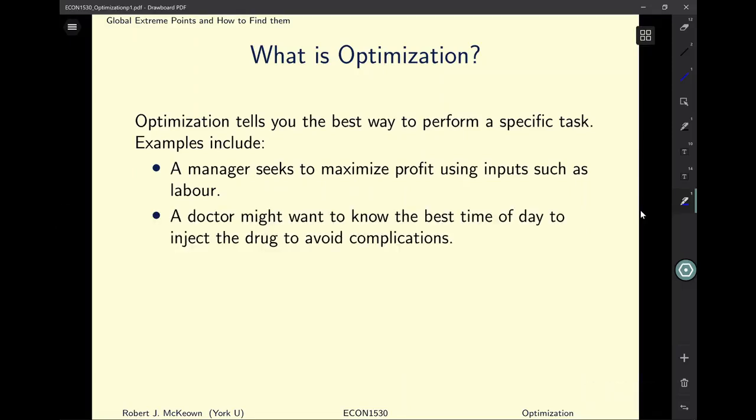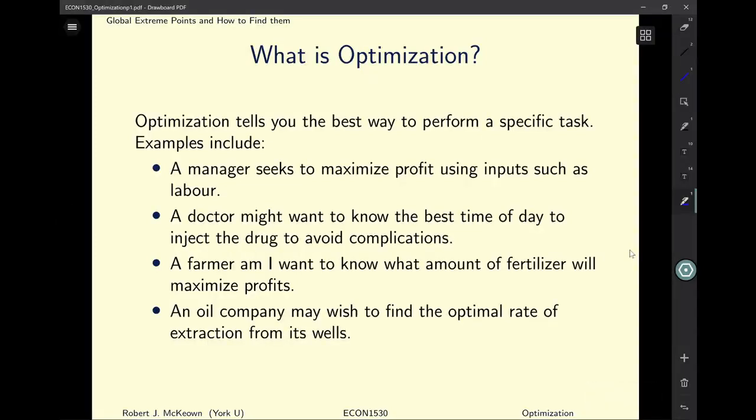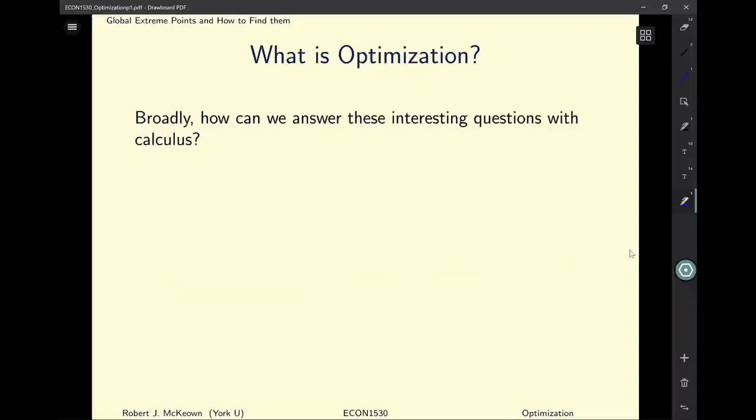You can look at a doctor who might want to know, well, what's the best time of day to inject a drug to avoid complications? We'll look at an example. A farmer might be trying to choose how much fertilizer to use to maximize profits. And we might look at an oil company which is extracting oil per minute, coming out of the ground, and they might be interested in at what rate they should extract oil in order to get the most revenue from it. Now, how can we use calculus to answer these interesting questions?